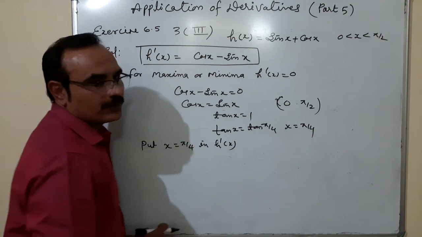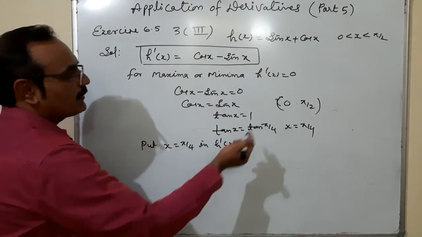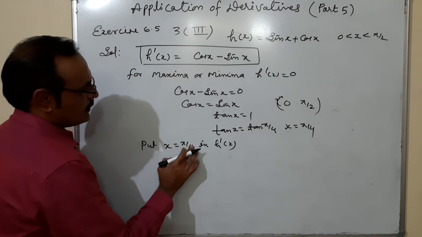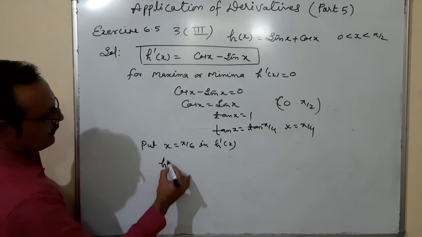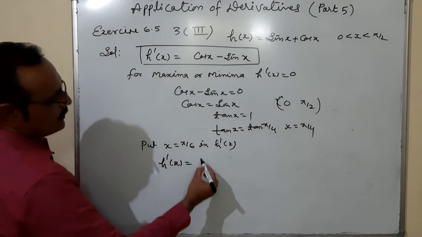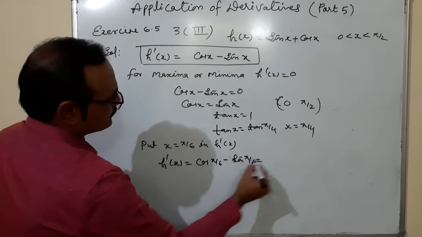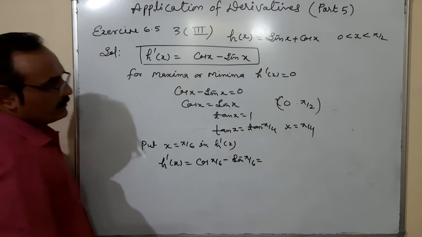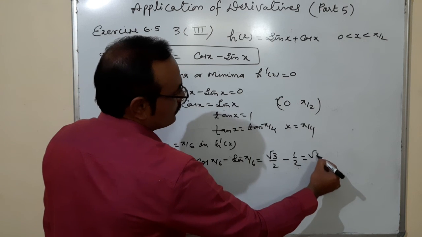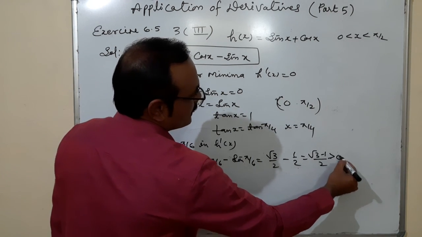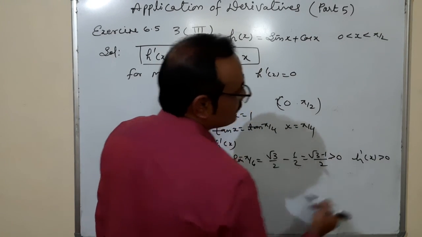Between 0 to pi by 4, we can take any one of the numbers. So I am taking pi by 6. Okay. And let us see which sign is coming here. H dash x is equal to cos pi by 6 minus sin pi by 6. The value of cos 30 is root 3 by 2. The value of sin 30 is 1 by 2. Root 3 minus 1 by 2, which is greater than 0. That means h dash x is greater than 0. It's increasing.